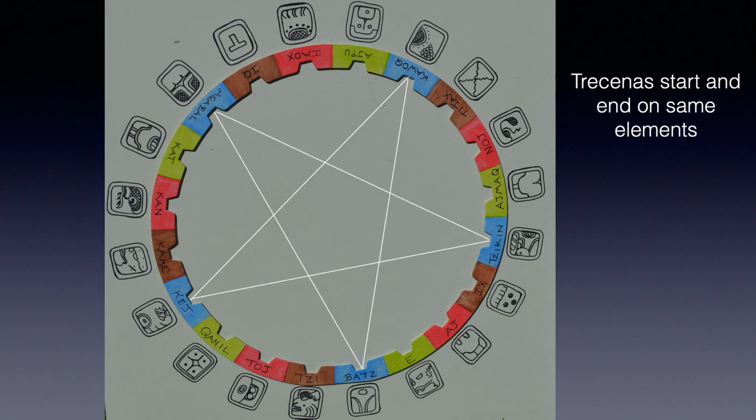Now, the Trecenas start and end on the same elements. So here we have lines connecting the beginning and ends of each of the Trecenas of the air day. And there being that there's 5 air days in the set of 20, you end up with this configuration if you have the beginning and ending of each Trecena connected with a line. It's just a simple geometric exercise in a circular calendar, but that's what it is.